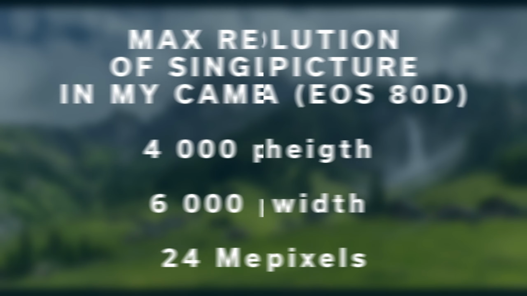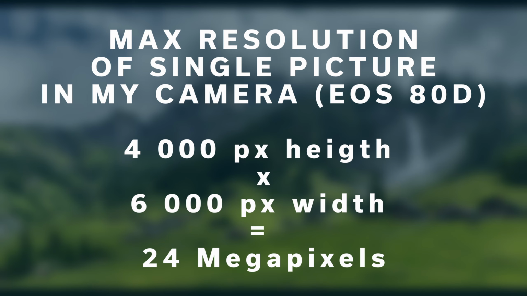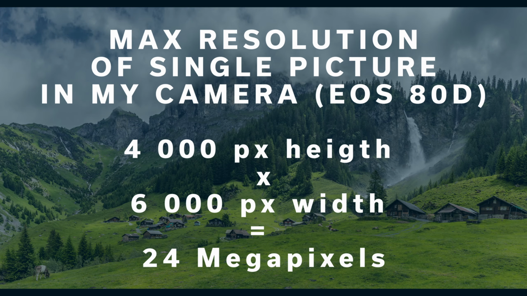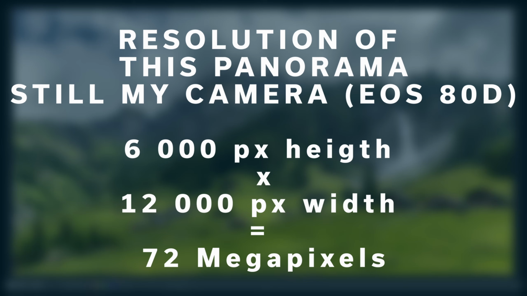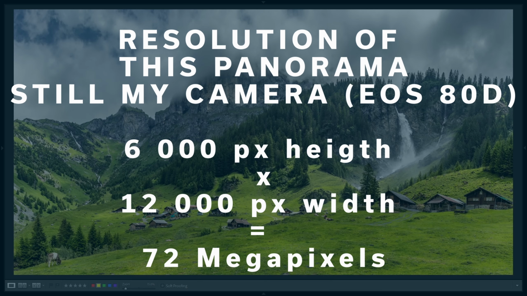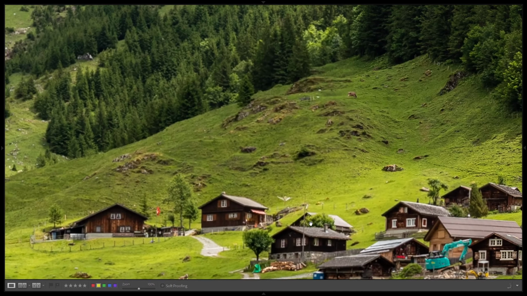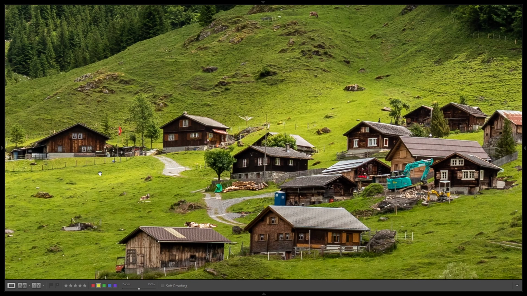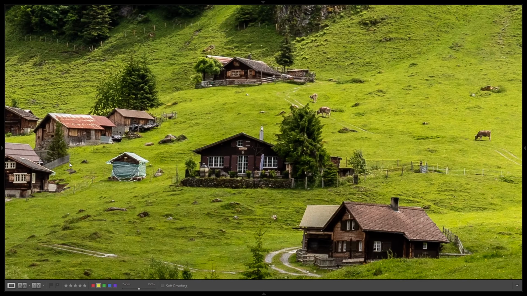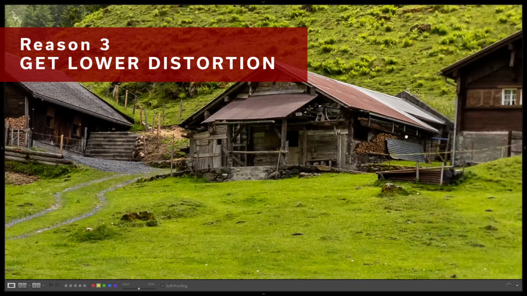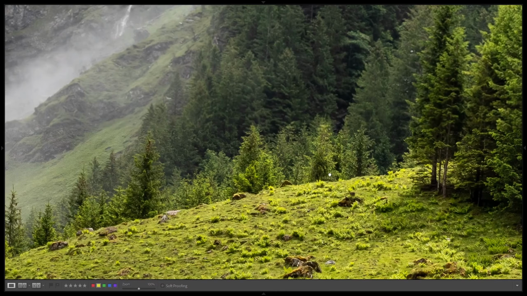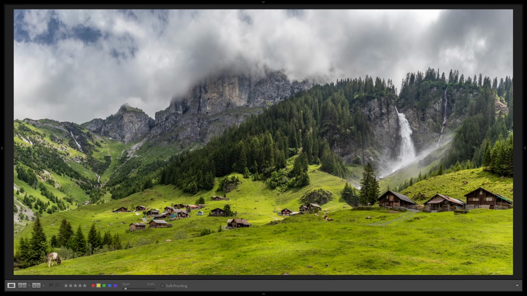For example, my camera can do only 4000 pixels high and 6000 pixels wide pictures. But with my camera I managed to create this panorama, which is 6000 pixels high and 12,000 pixels wide. So the resolution is much higher, and you can see how much detail we can see here. And the last reason is you would like to avoid distortion. If you're using a wide angle lens, very often you're getting distortion. Cool. So let's go further.